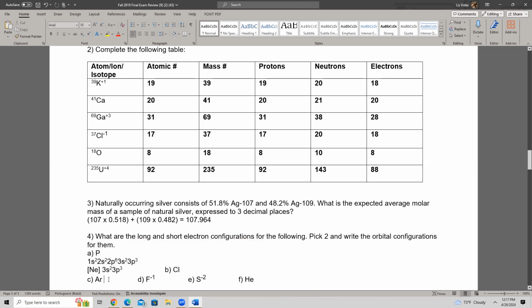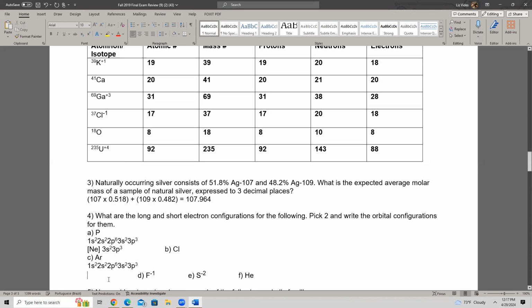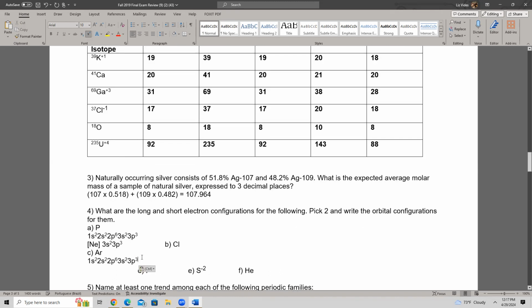All right, the next one we're doing is argon. So argon is going to be 1s2, 2s2, 2p6, 3s2, and 3p6. Because it is in group 8A, we are going to be full, and we're also a noble gas. So that is what that is telling us.